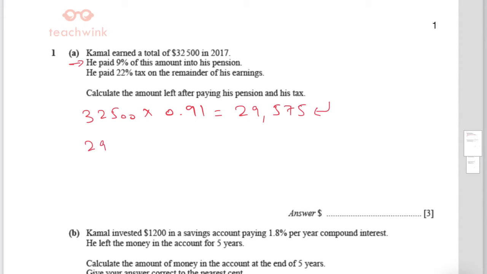Now, on this amount, he paid taxes. So we multiply 29,575 by 0.78. Why do we multiply it by 0.78? Because he paid 22% of the remainder of his earnings as taxes. So the amount of money that is left is 78%, which converts to 0.78. So when we multiply 0.78 by 29,575, we get $23,068.5.